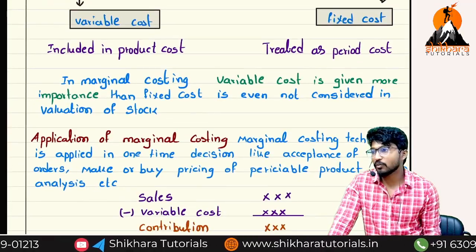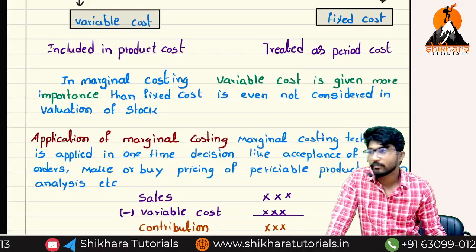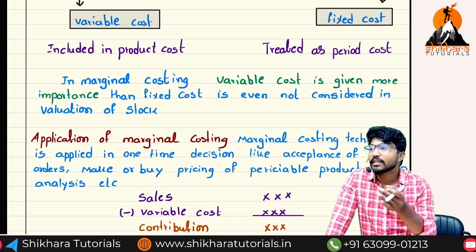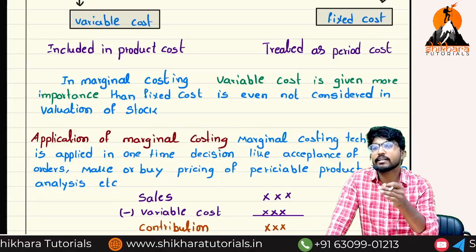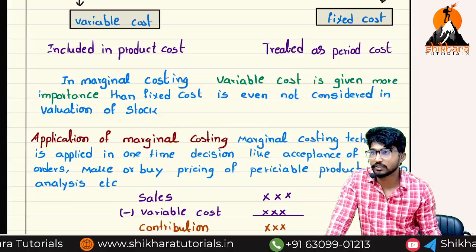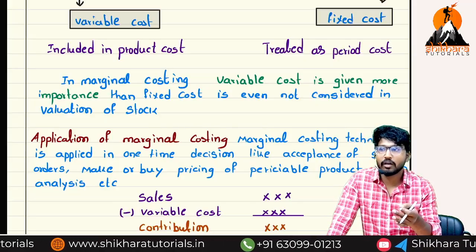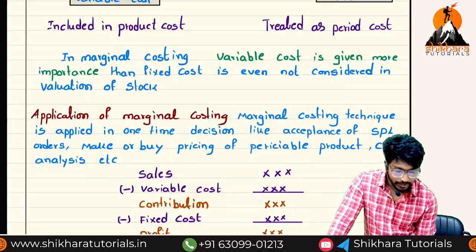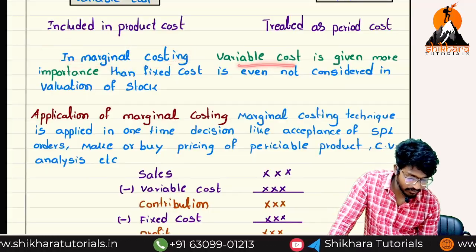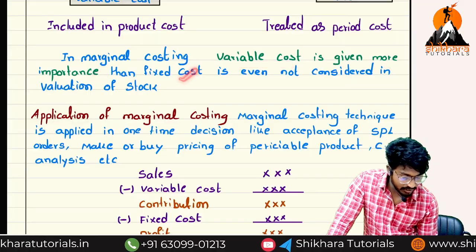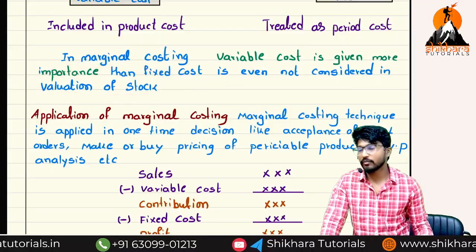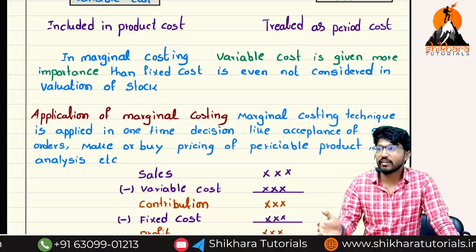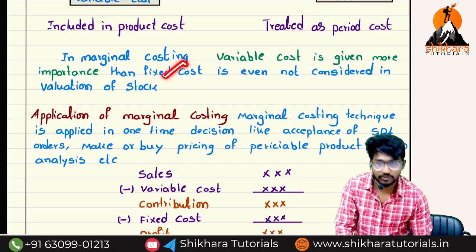Whatever additional cost we are incurring, we always take it into consideration. Committed cost is nothing but fixed cost. Whatever committed cost we have, we ignore it when calculating the marginal cost. In marginal costing, variable cost is given more importance than fixed cost, and fixed cost is not considered in the valuation of stock. Under marginal costing, while valuing the stock, you ignore the fixed cost.